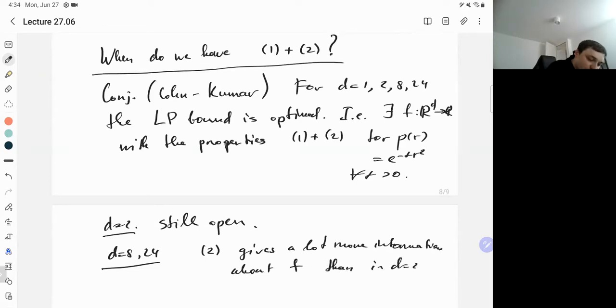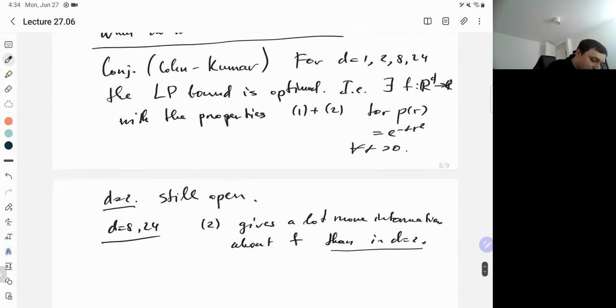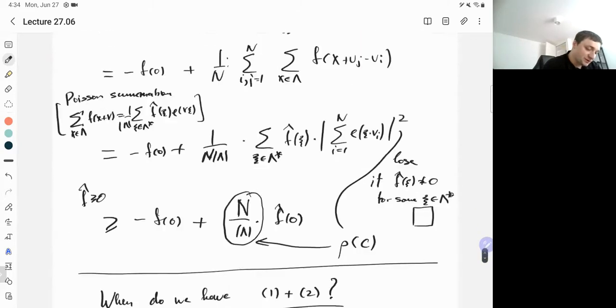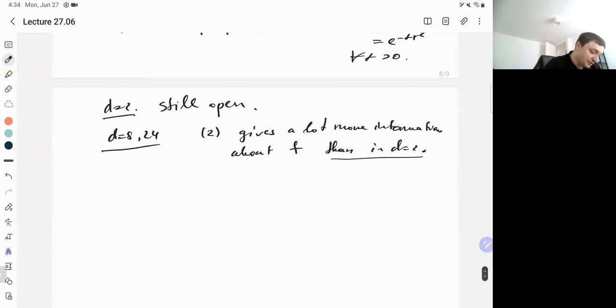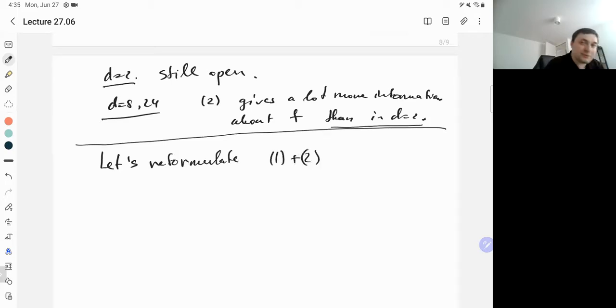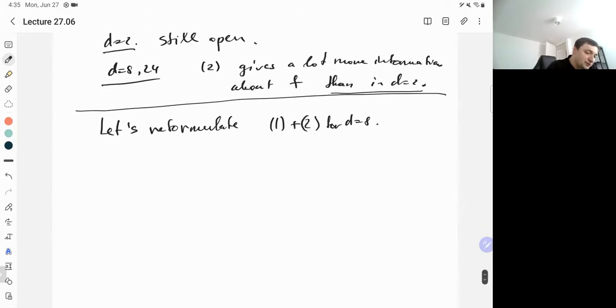In fact, we expect that in dimension 2, there should be huge spaces of functions which have both 1 and 2. And in dimensions 8 and 24, the function that has both properties is essentially unique for every Gaussian potential. Okay, so let's reformulate what 1 plus 2 tells you if you want to prove that the E8 lattice is universally optimal. So we want, let's take the potential to be Gaussian.